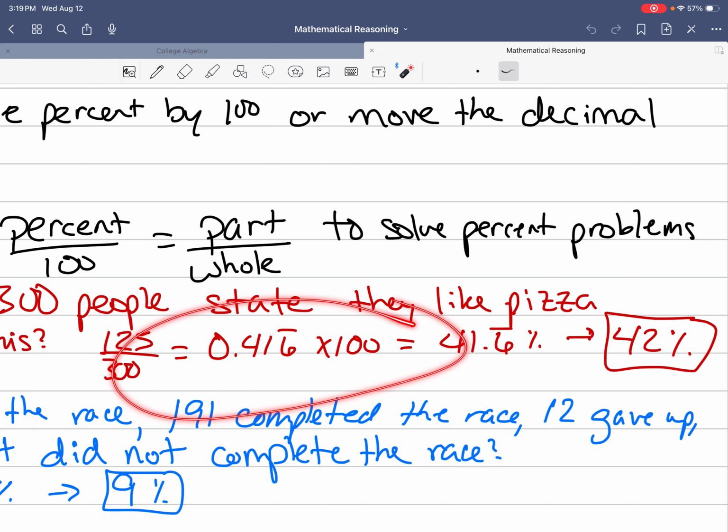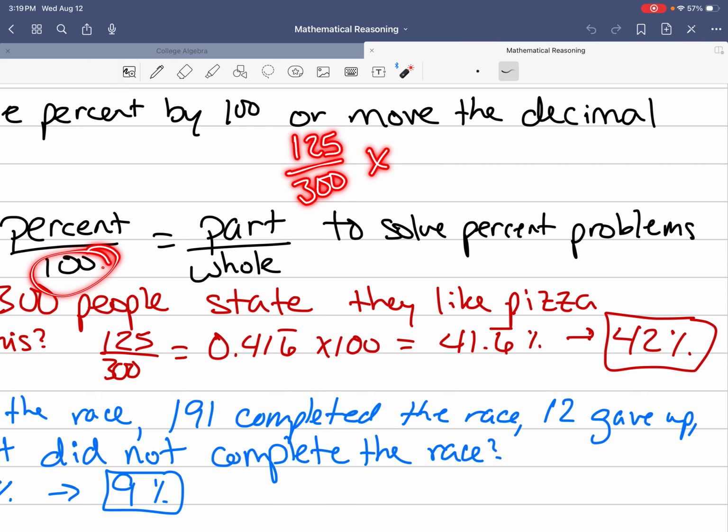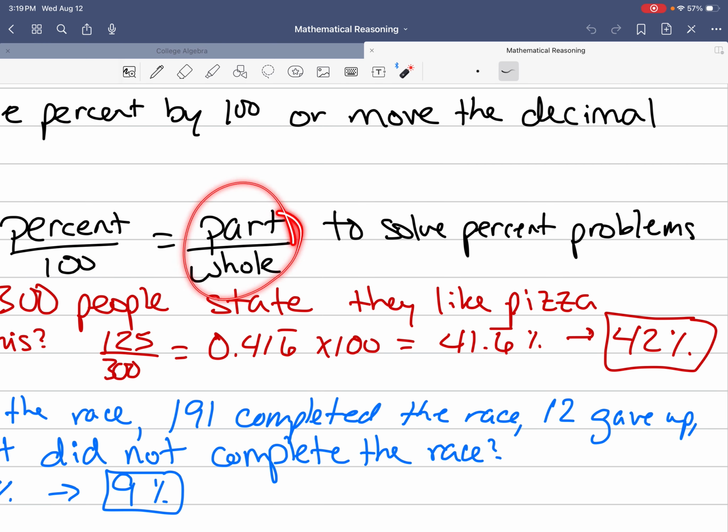This is also accomplishing the same goal as the proportion, because this would be 125 over 300, and then you'd multiply that by the 100, because I would have my part over whole, multiply by 100, and all that would equal my percent. So that's a couple different ways you can think through that problem.